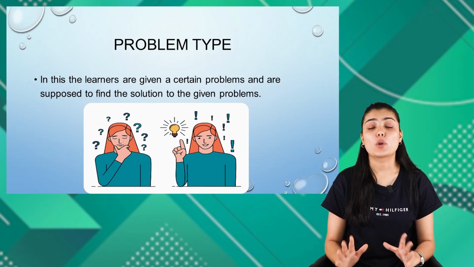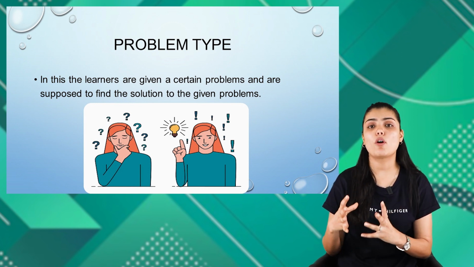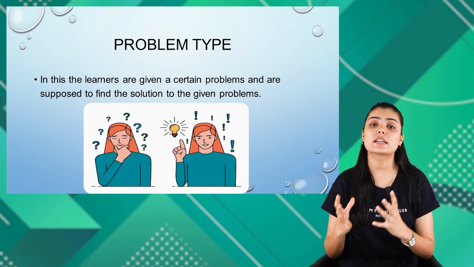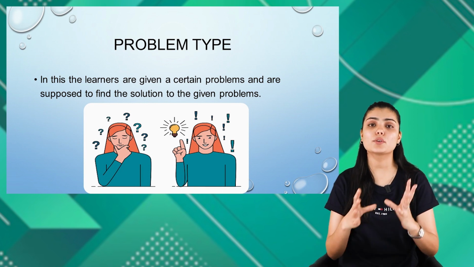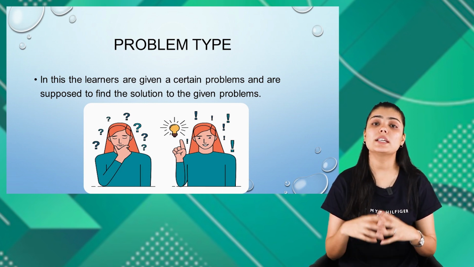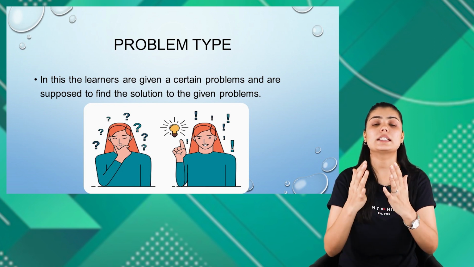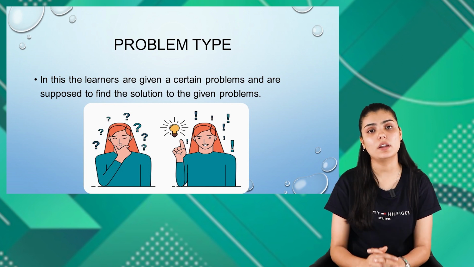Next one, we have problem type. From the term itself, you can understand that a problem type of project method is when the learners are supposed to find the solution of the given problem. Okay, so a problem type project method is when the learners are given a certain problem, they are told that this is the problem, and the learners are supposed to find the solution to that particular problem.